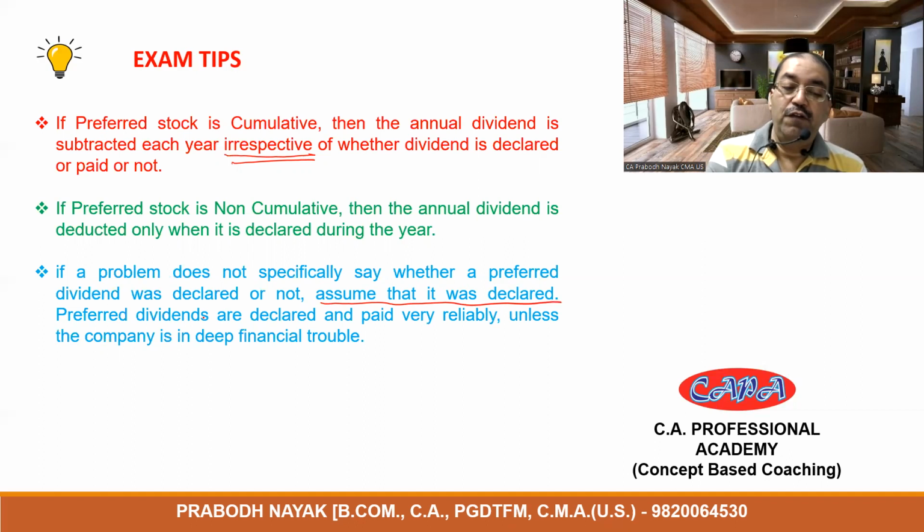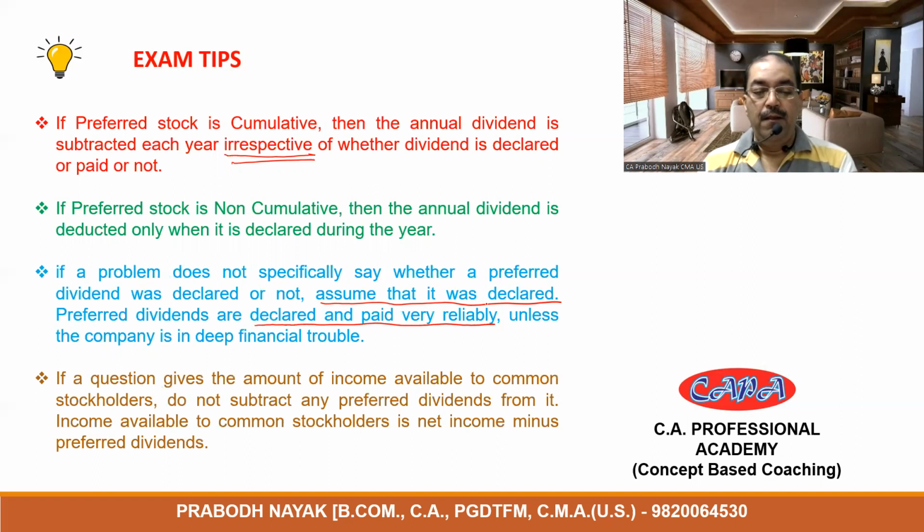Why? Because preference dividends are always declared and paid, and they are reliable, unless the company is in deep financial trouble. So if the problem is silent regarding payment of the dividend, I will assume that it was declared and paid, and therefore I will deduct it from the calculation. Fine. Logic I've explained to you. Preferred dividends are normally declared. Therefore, it has to be deducted.